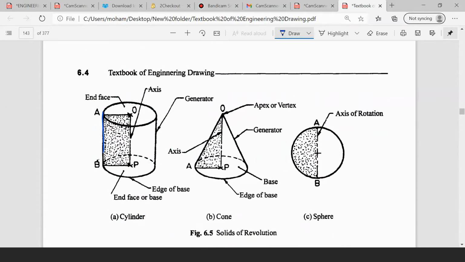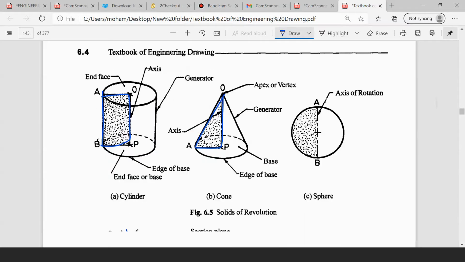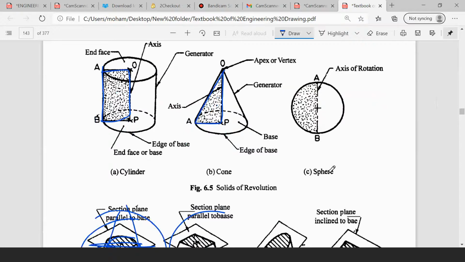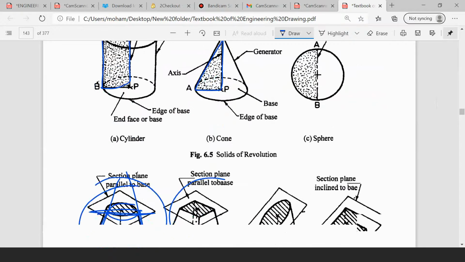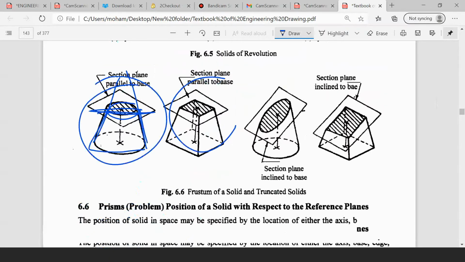So here these are known as solids of revolution. You are rotating this rectangle about the axis, then what is formed is known as a cylinder. Similarly, you are rotating a right angle triangle about this axis, then what is formed is known as a cone. Rotating a semicircle, what is formed is known as a sphere. Okay. These are solids of revolution.